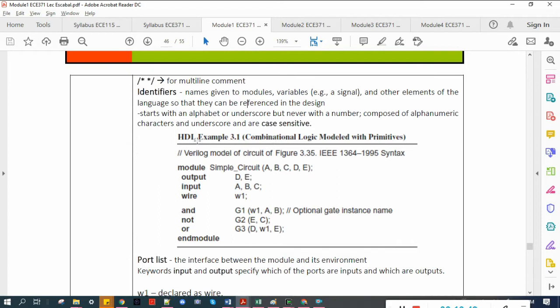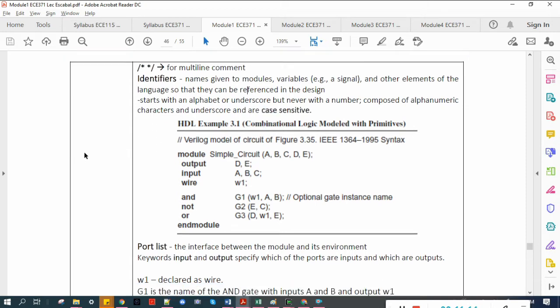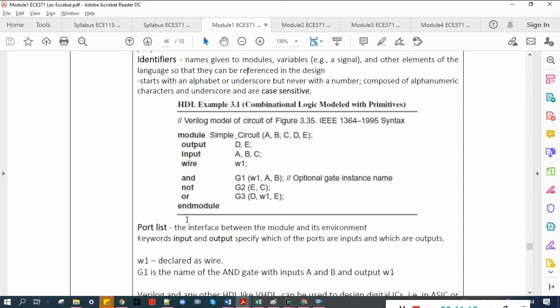We have here an example Verilog code. Combinational logic modeled with primitives. When we say combinational logic, this is purely combinational. How do we say that? We will discuss this in the next module. Let's focus on this Verilog example.